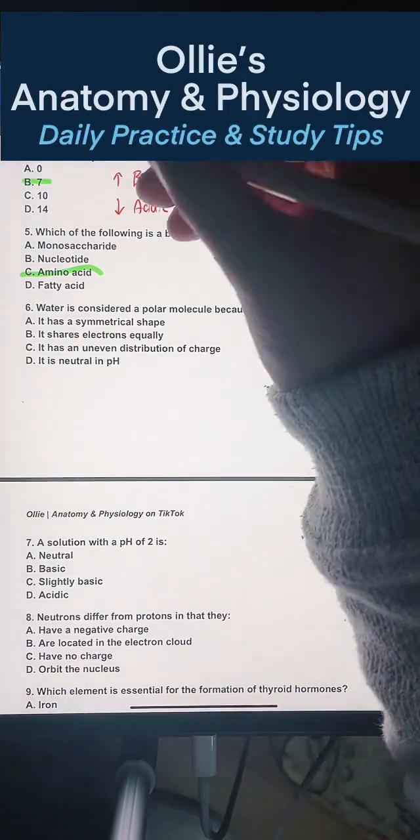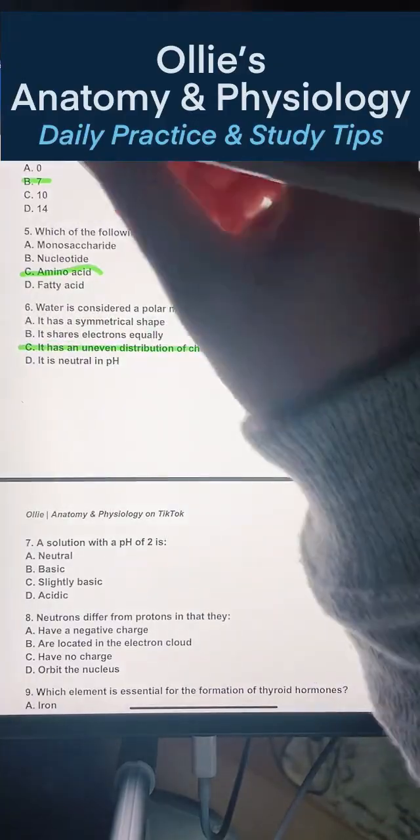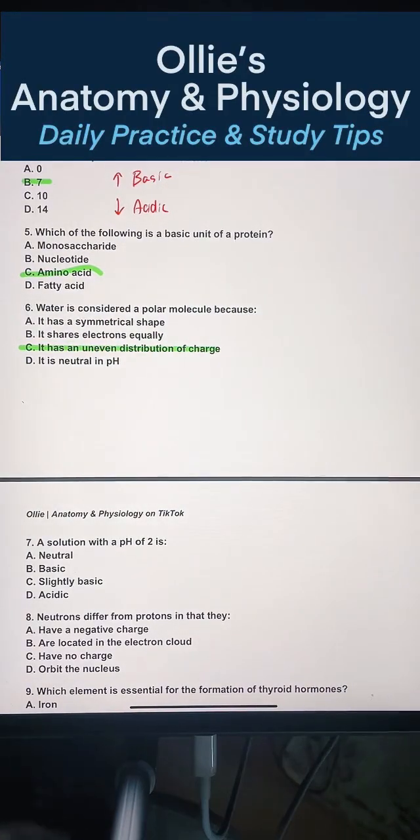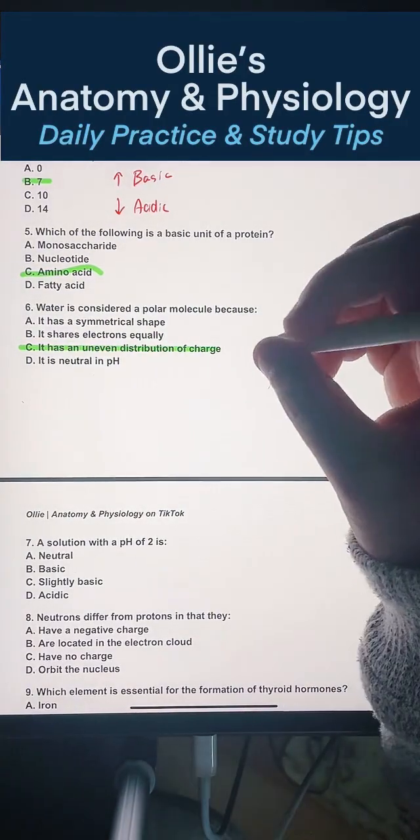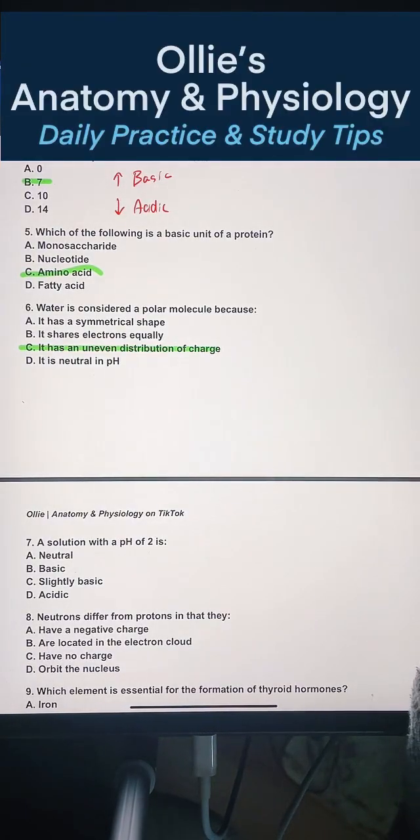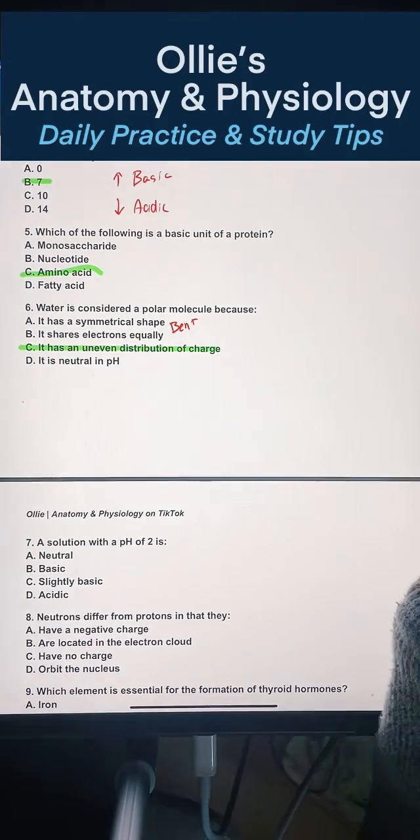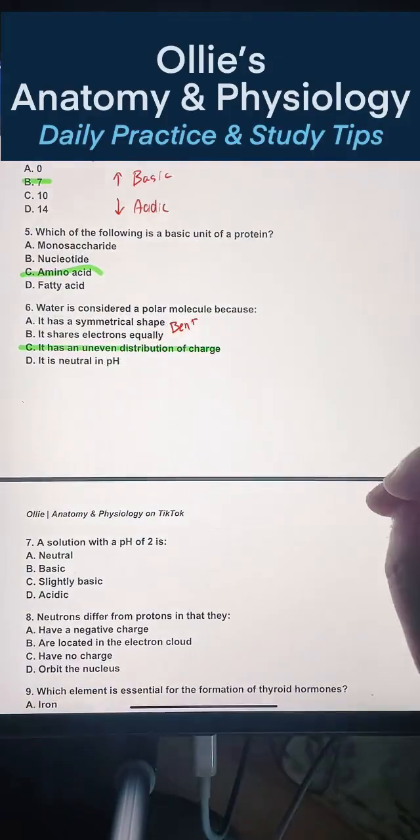Number 6, water is considered a polar molecule because C. It has an unequal distribution of charge. So the electrons are going to be pulled more towards the oxygen, creating partial charges. The symmetrical shape, it is not true. Water has a bent shape. Sharing electrons equally, that is not true. Oxygen is more electronegative and neutral in pH, true, but not why it's polar.